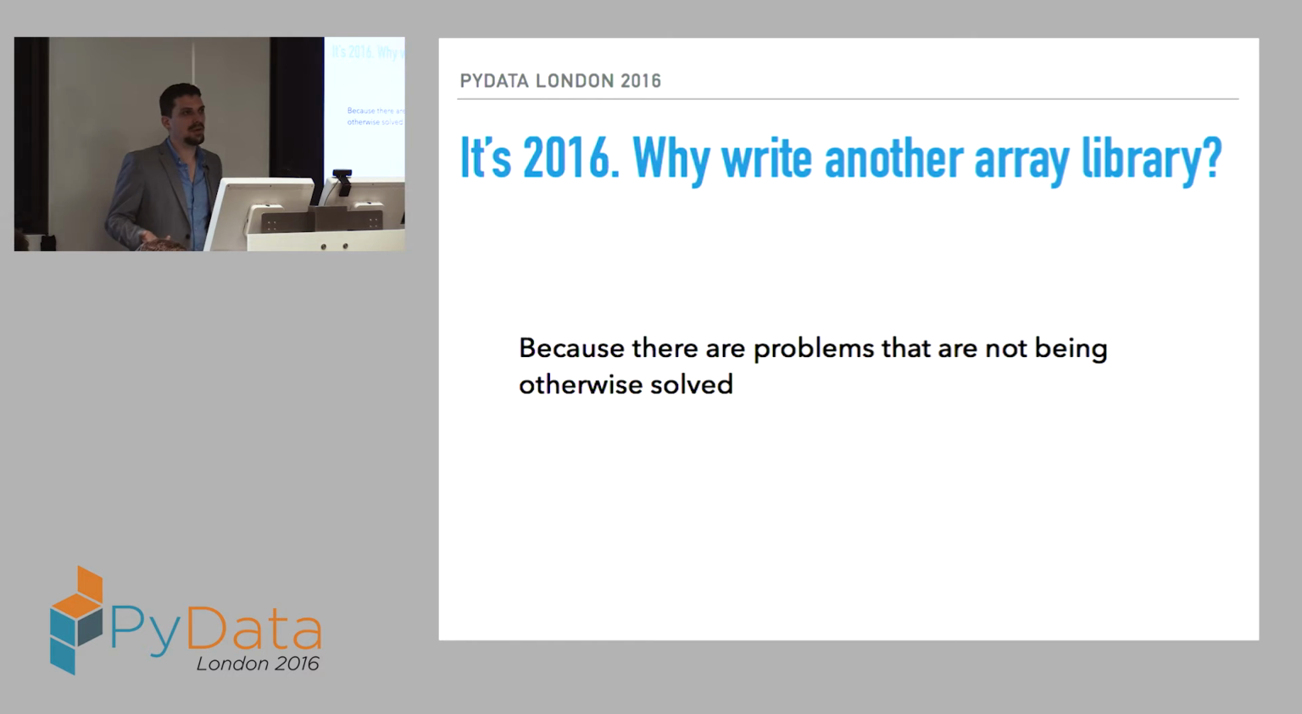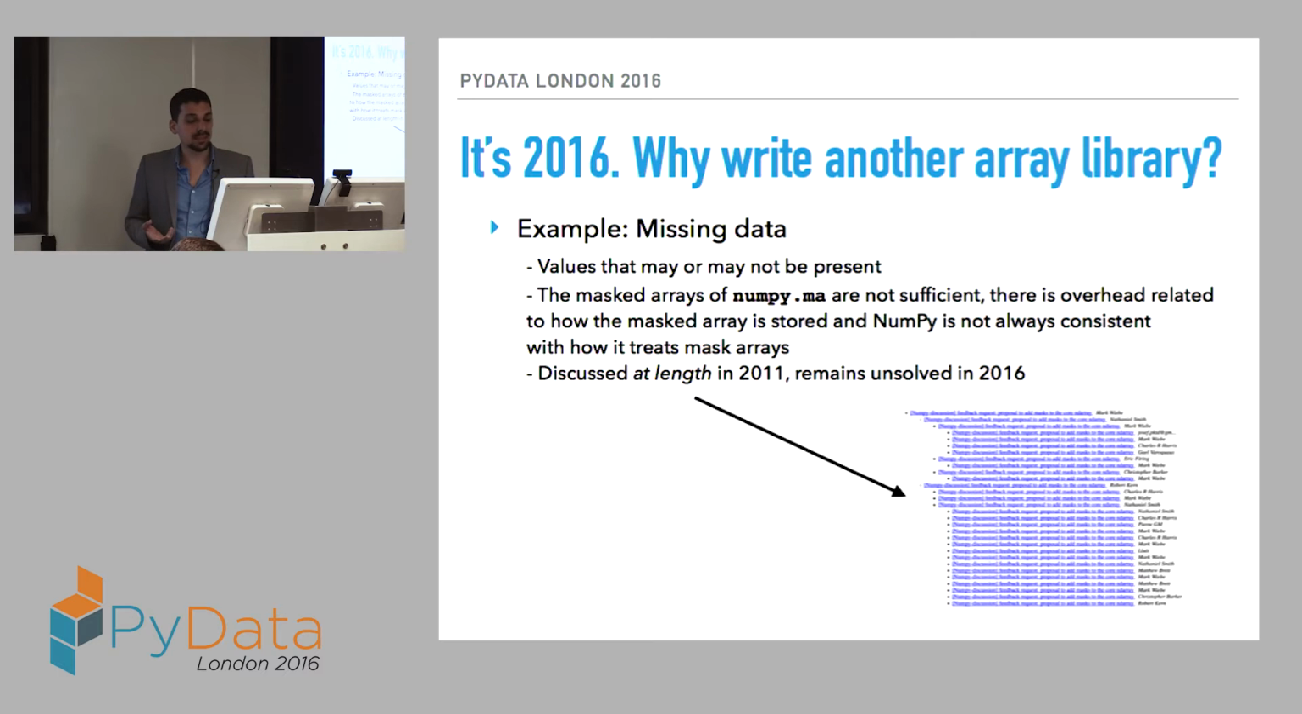Okay, so you may think it's 2016. Why write another array library? And the answer is, as I've said, because there are problems that are not being otherwise solved. So let me give you some examples. So one example is missing data. So if you use something like R, you can have data which may or may not be present. It may be optional. If you use something like Julia, they have a similar thing, which is a nullable type.